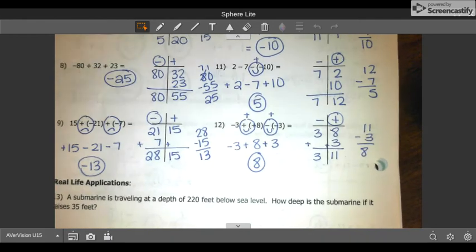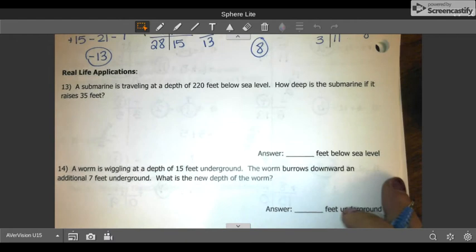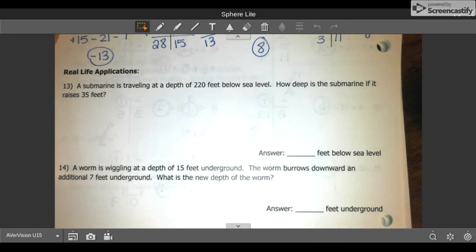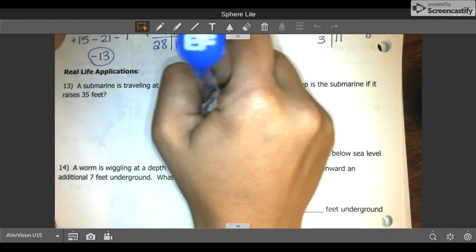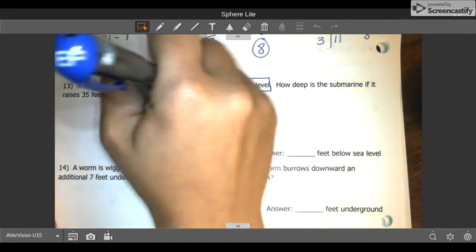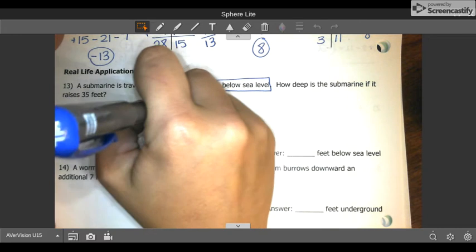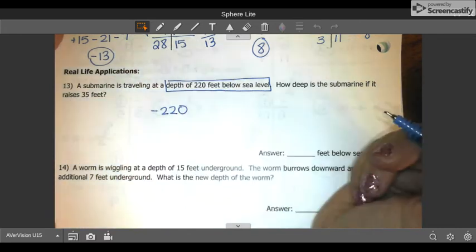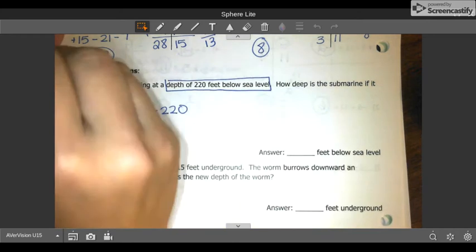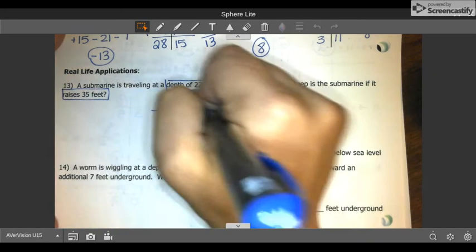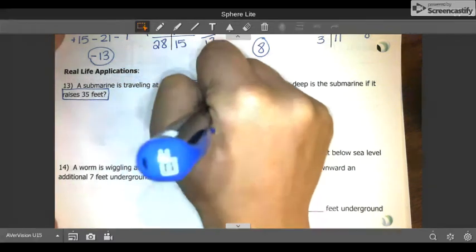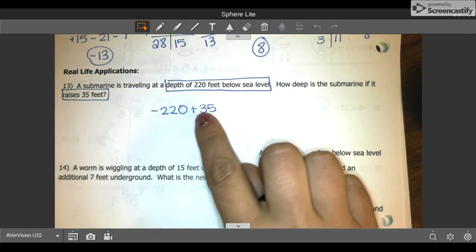All right, the next problem. A submarine is traveling at a depth of 220 feet below sea level. How deep is the submarine if it raises 35 feet? So first, if it's at a depth of 220 feet below sea level, we're going to represent that as negative 220. If it raises 35 feet, I'm going to add 35 because it's going up.